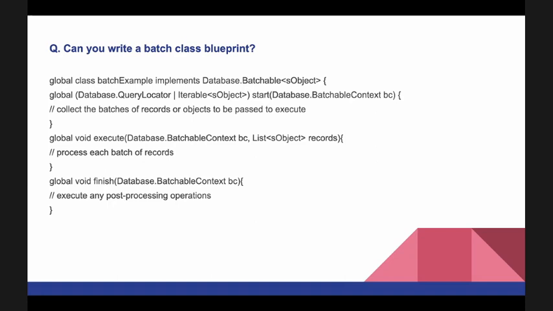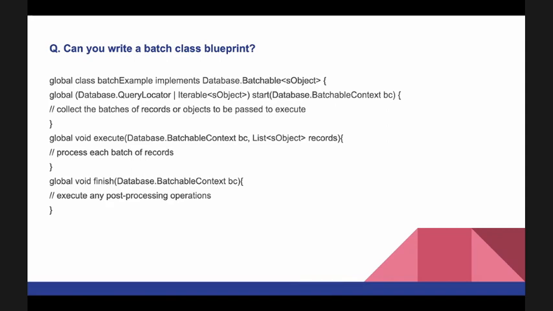So let's see. First of all, we have the batch class with the name batch example, and it implements database.batchable. Database.batchable is nothing but an interface, and it has three methods: start, execute, and finish. Now, the start is the first method in the batch. It uses either the database.query locator or iterable, depending on what we are using. We will be discussing that in more detail later.